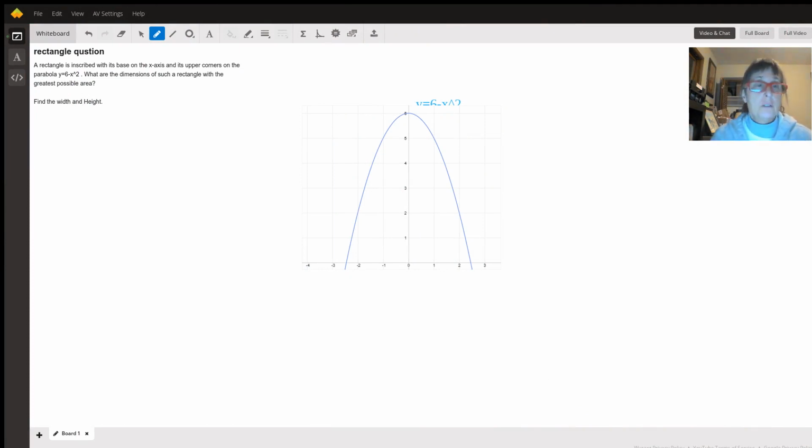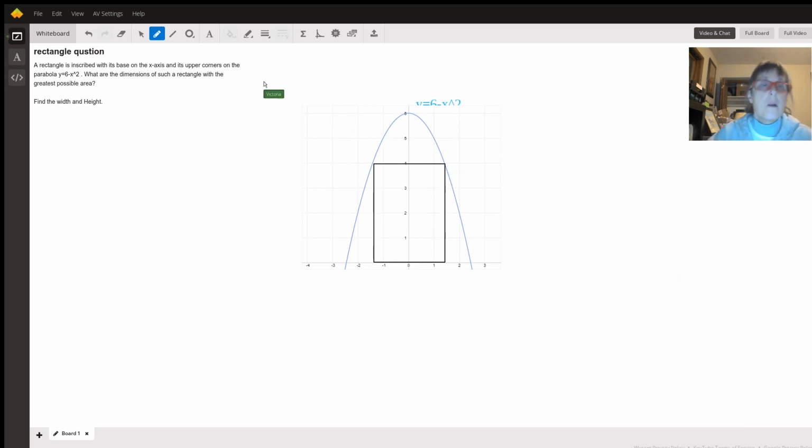We're going to use calculus to find the dimensions of a rectangle with the greatest possible area if it is inscribed with its base on the x-axis and its upper corners on the parabola, which we've graphed here, y equals 6 minus x squared. So what we need to do is draw a rectangle whose base is on the x-axis and whose corners touch this curve.